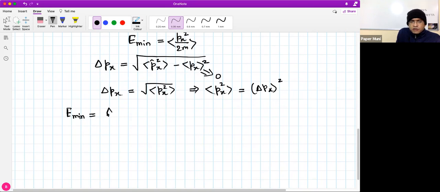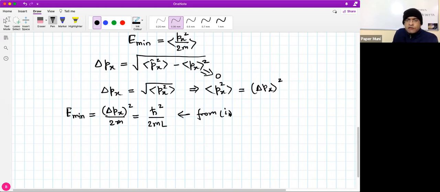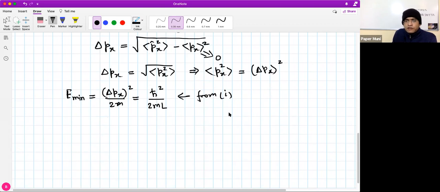So if we write down the minimum energy, this will come out to be delta px square by 2m, and we replace the delta px value from equation 1. Okay, so we have this substitution from equation 1. So we have a rough estimate of the energy of the particle in the ground state.